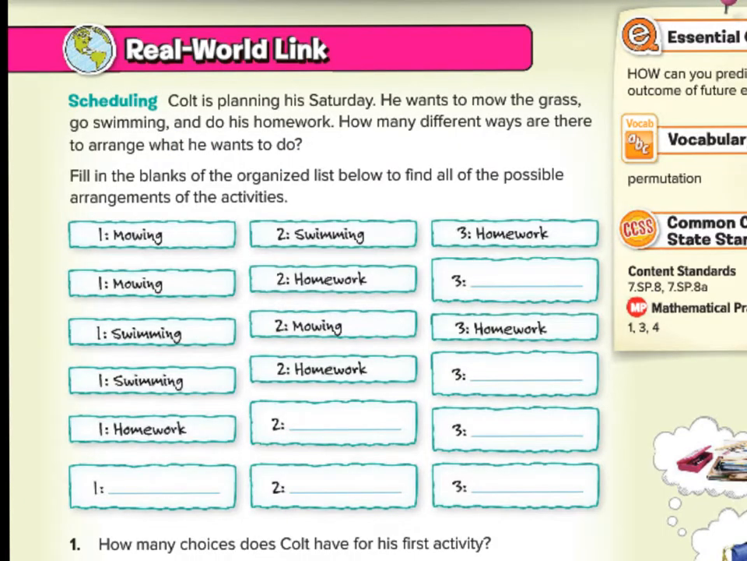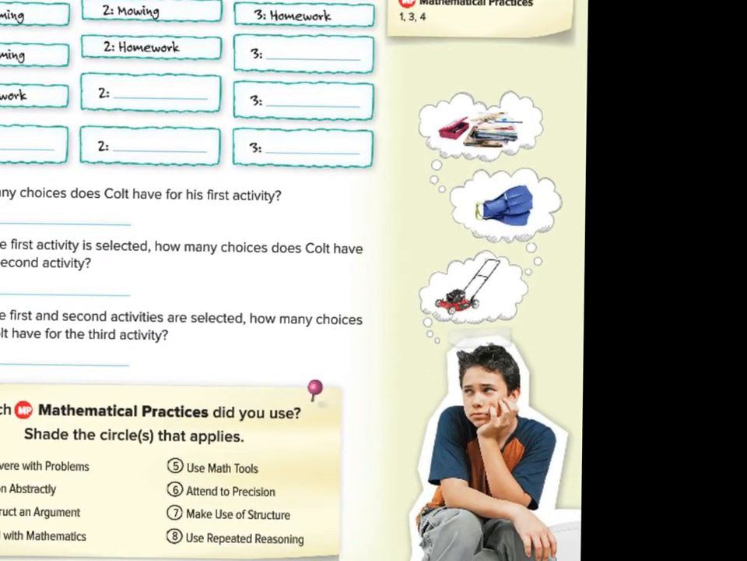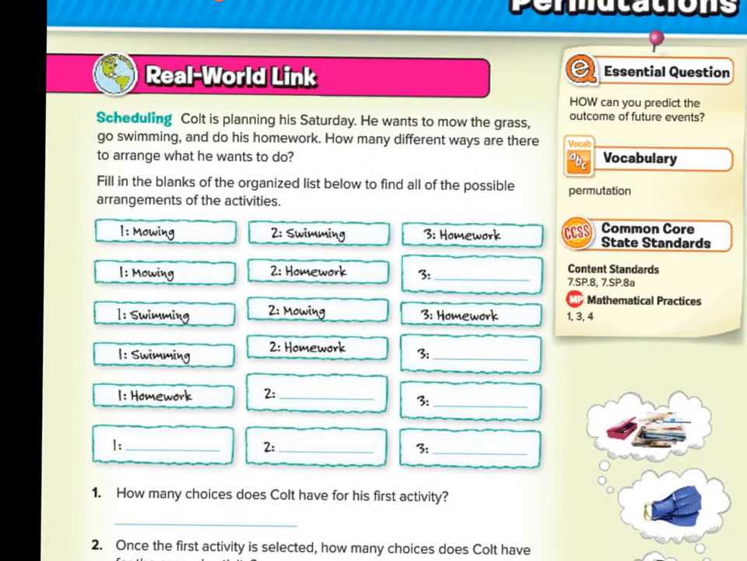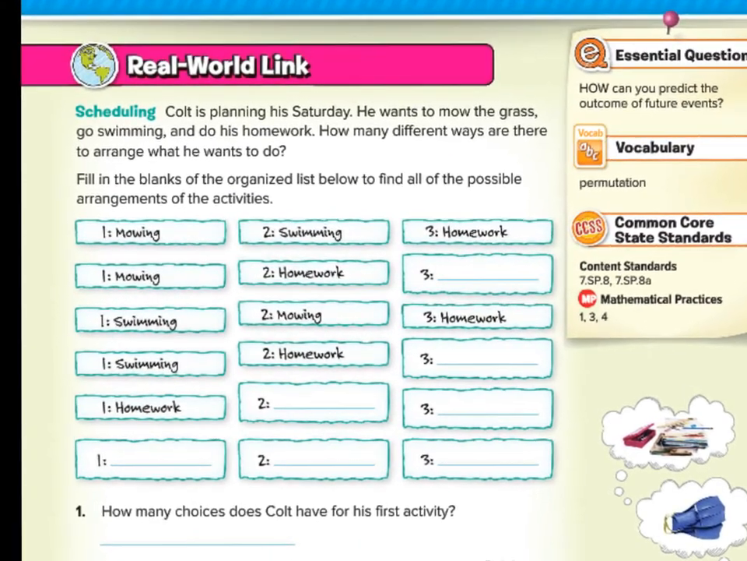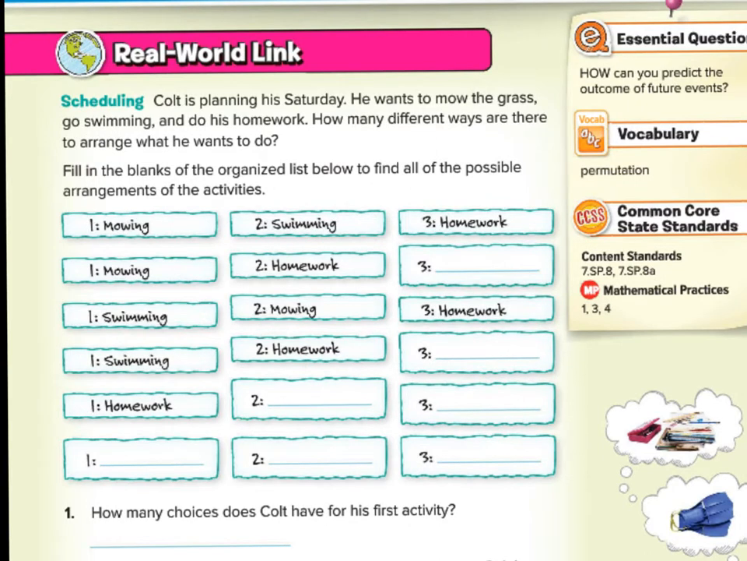Okay, let's take a look at the real world event, where we have this young boy over here thinking about the chores he has to do. I can see right here, just based on the picture, that he has homework, looks like he has swimming, and mowing the lawn to do. So, what does that have to do with our lesson today? Well, permutation has to do with identifying all the possible outcomes in an orderly fashion, so in sequence, in how many different ways these list of events can be done if you were to put them sequentially.